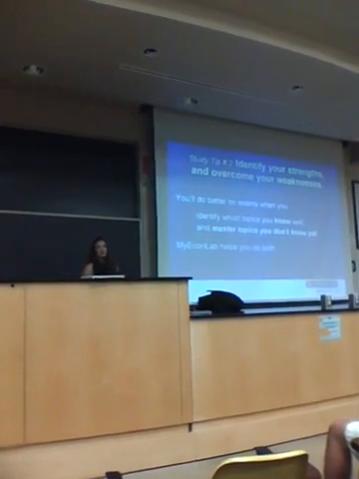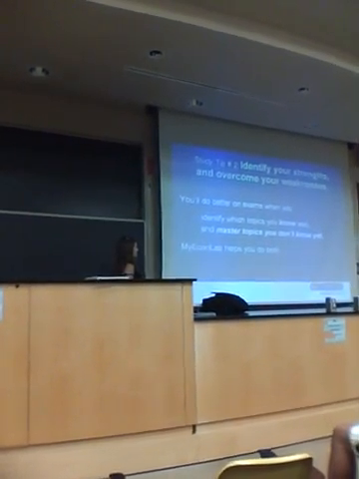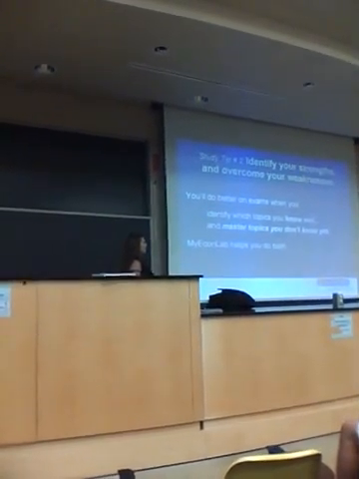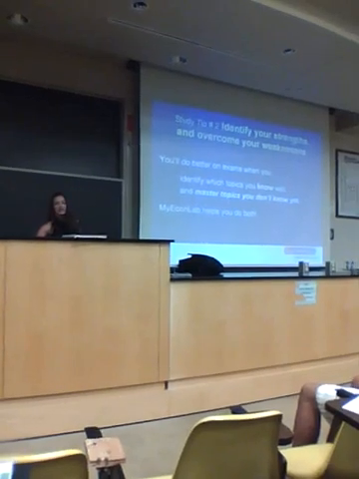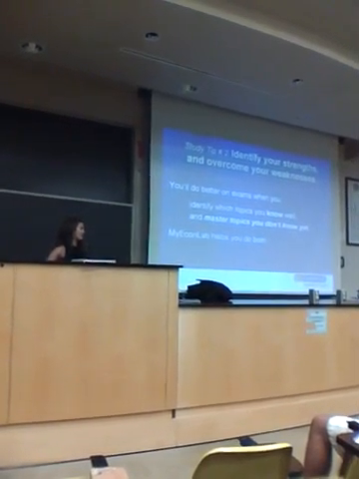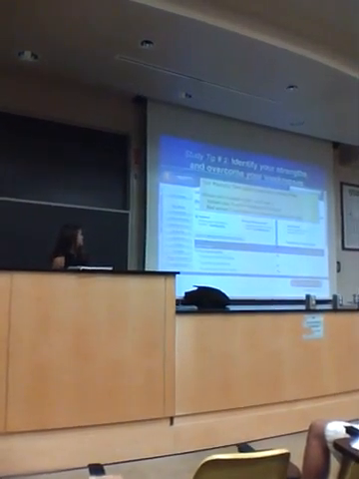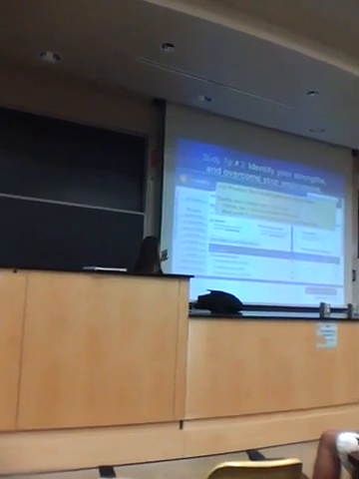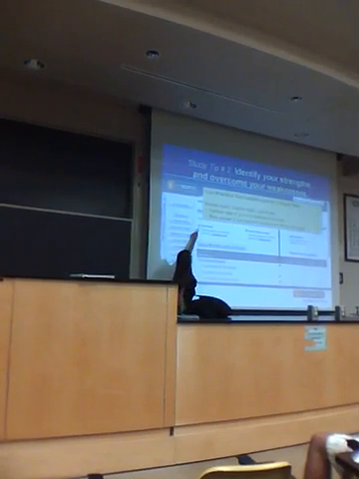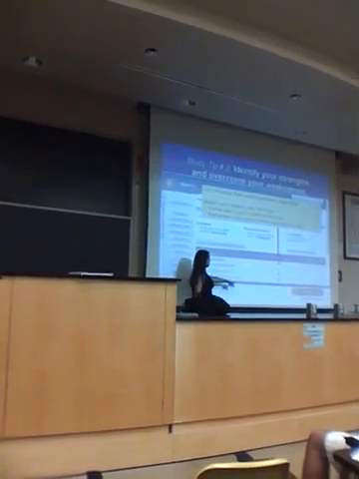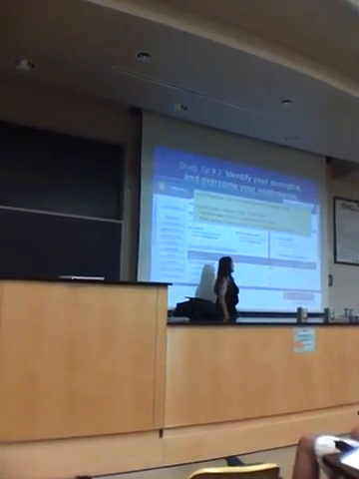Identify your strengths and overcome your weaknesses. So this is the study plan. Identify the topics you don't know well and then master the topics that you don't know yet. This is just an example of what the study plan looks like. When you've mastered a topic, you're going to get a yellow star, and when you need more study, you're going to get the red arrow.